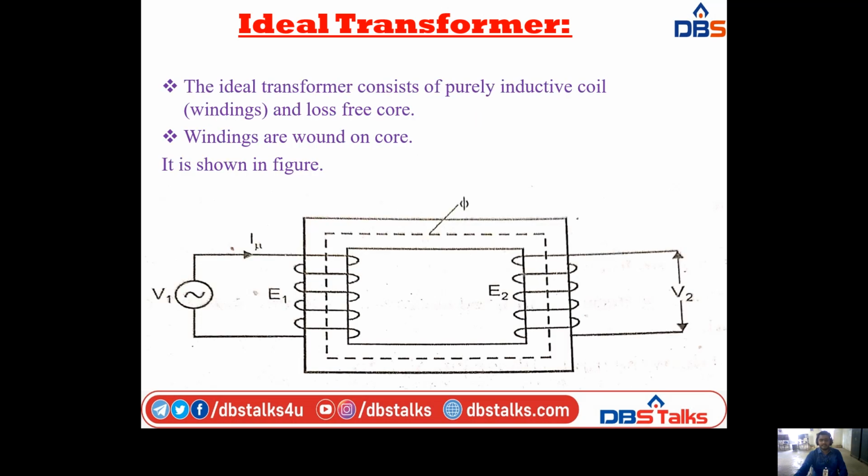And coming to the diagram, this is the ideal transformer diagram. It looks like a basic transformer, but here the secondary winding is not connected to the load in the ideal transformer. But in the basic transformer, the secondary winding is connected to the load. In the ideal transformer, the secondary winding is not connected to the load, it is in the open condition. Okay, the ideal transformer consists of a purely inductive coil and a loss-free core. Actually the core has losses, but in the ideal transformer, we take a loss-free core.